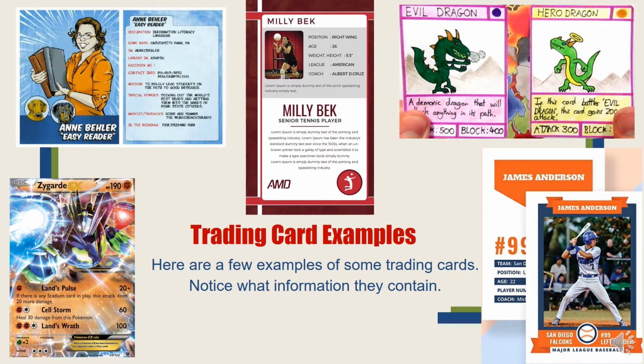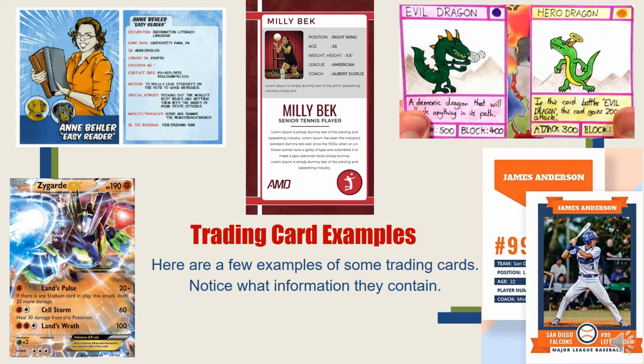Okay, and then here are a couple of other examples that maybe you've seen, especially down here, this Pokemon, Digimon, those kind of trading cards. You'll recognize that they have a picture of whoever they're talking about, and then they may have information about their powers or their weaknesses. At the very top right here, we have Annie Beller, also known as Easy Reader, and then we have information about her occupation, maybe her contact information, her mission, things that are important to her.